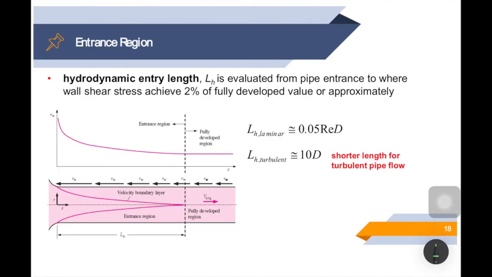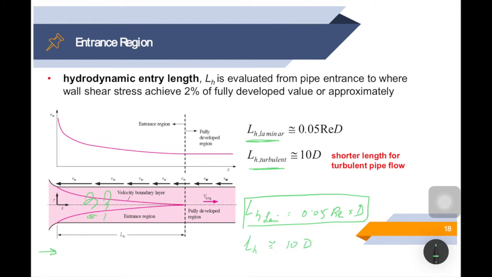The hydrodynamic entry length has to be calculated differently for laminar and for turbulent flow. Why? Because when the initial velocity profile is laminar, different formulas are used for calculating the hydrodynamic length LH. For laminar flow, LH is 0.05 times the Reynolds number multiplied by the diameter of the pipe. If the flow is turbulent, there is rapid mixing, so LH is basically considered to be 10 times the internal diameter of the pipe. So these are the formulas to calculate LH, the hydrodynamic entrance length.